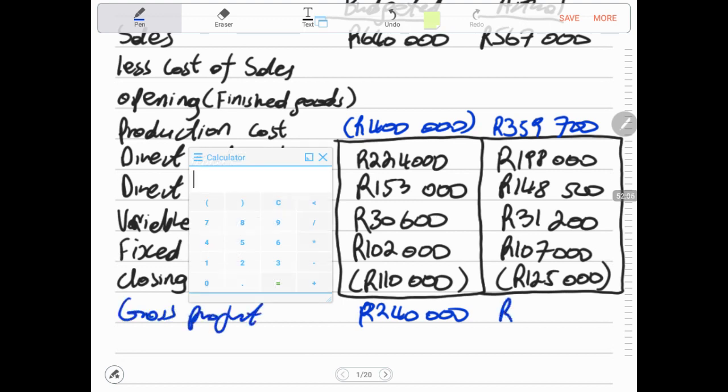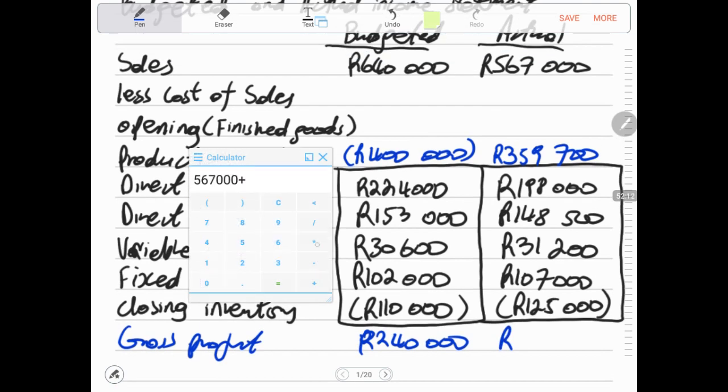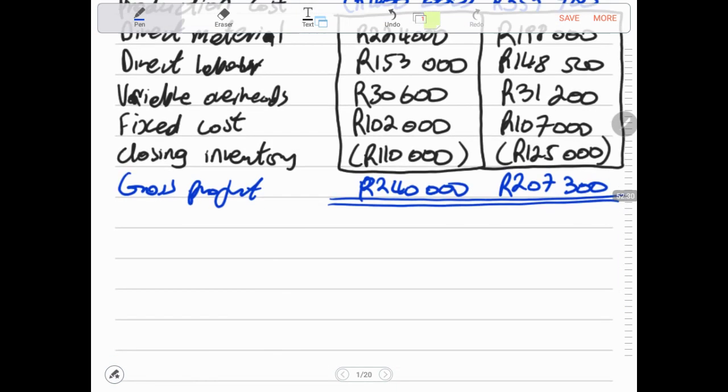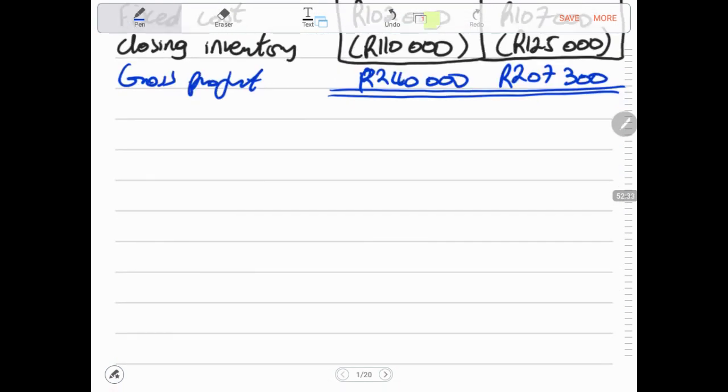Then my actual will be 567,000 minus 359,700, which is 207,300. So now this is my income statement, and from here I have to compile my variances. From the variances I can check if my budget reconciles to actual. So now we do the variance.